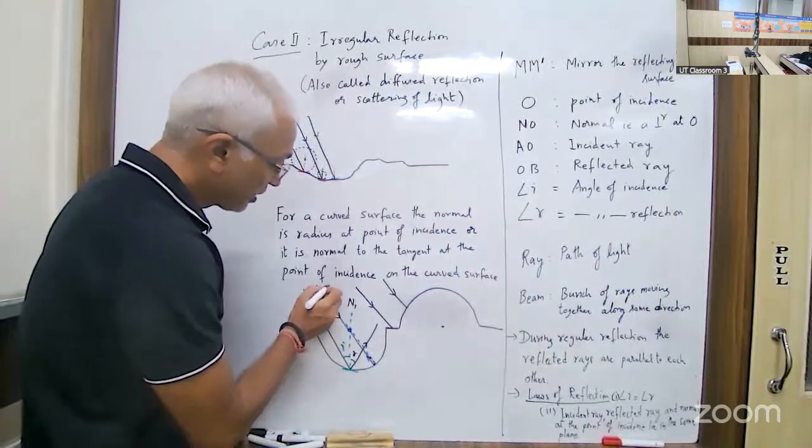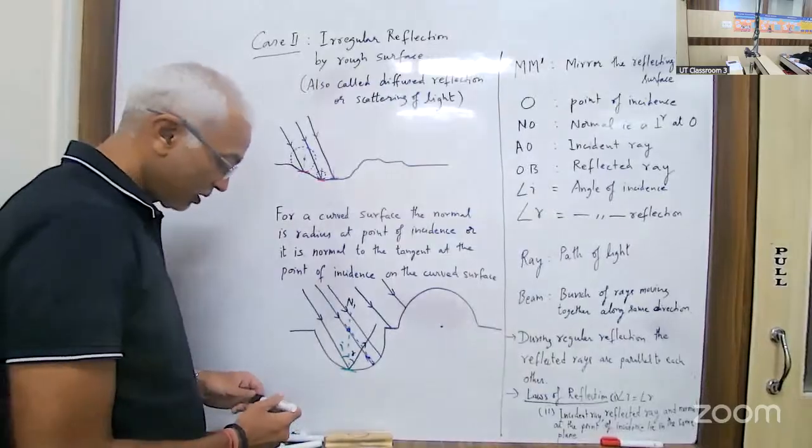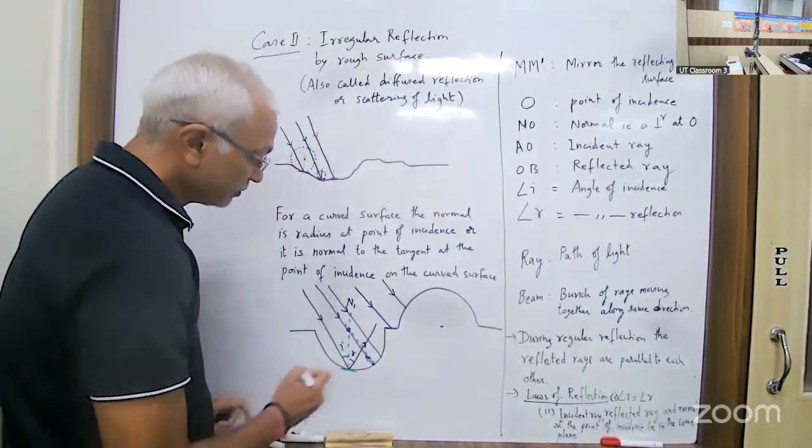The incident rays will all be parallel, right? ये यहाँ आ गई. अब इसका नॉर्मल किधर है? इसका नॉर्मल ये हो गया.